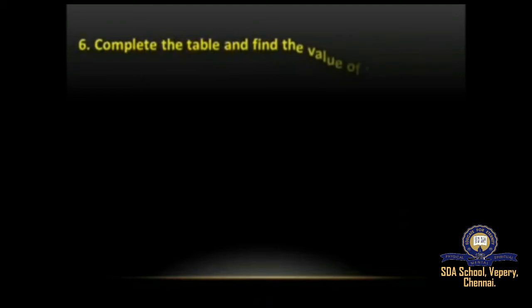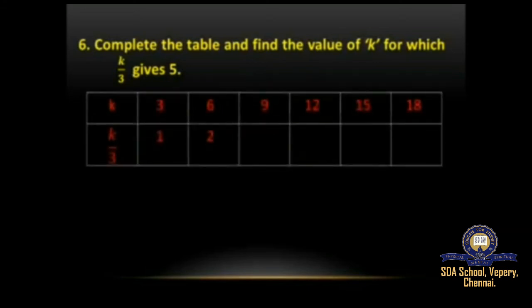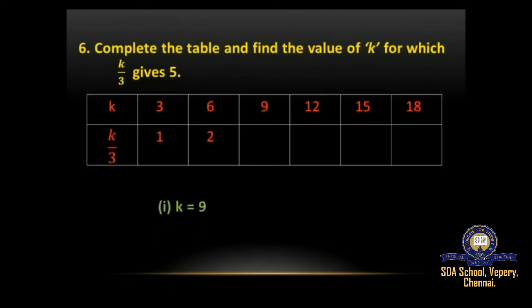Complete the table and find the value of k for which k divided by 3 gives 5. Okay, so this is the tabulation. They have given the values of k and you are going to find the value of k divided by 3. So the first one is k is equal to 9. Now we are going to find the value of k divided by 3. Okay. So in the place of k, you will be substituting the value 9. Okay. So when you divide 9 by 3, the answer you get is 3.